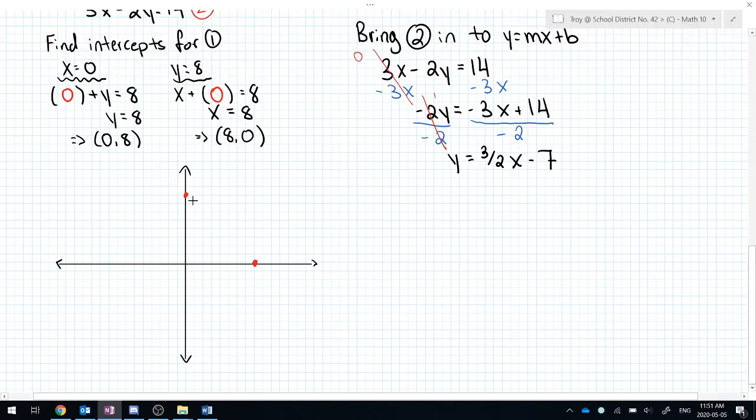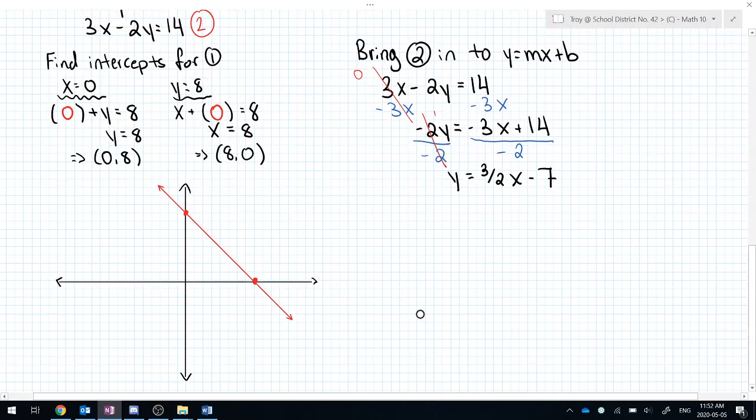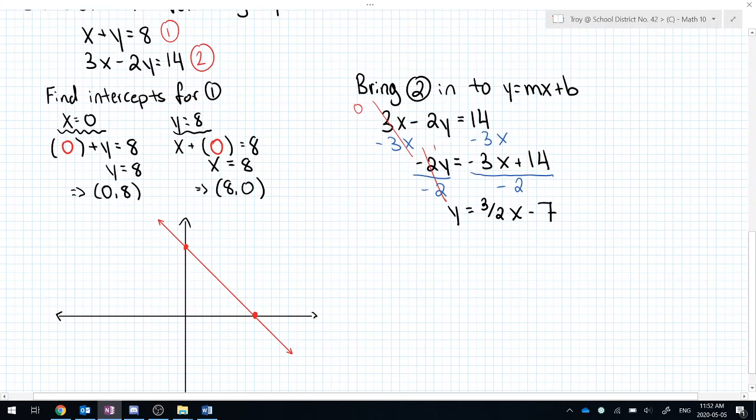So I can come in here, try my best to join these with a line. Fix that one a little bit there. Okay, so that's our first one. So this is x plus y equals 8. It's that one.